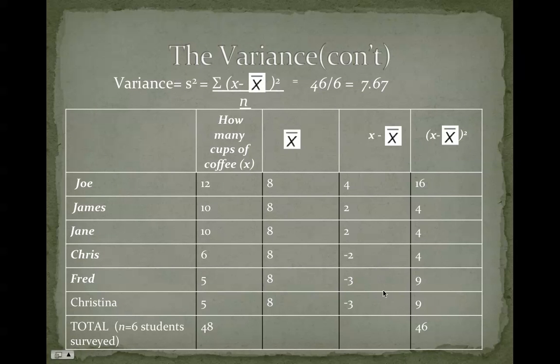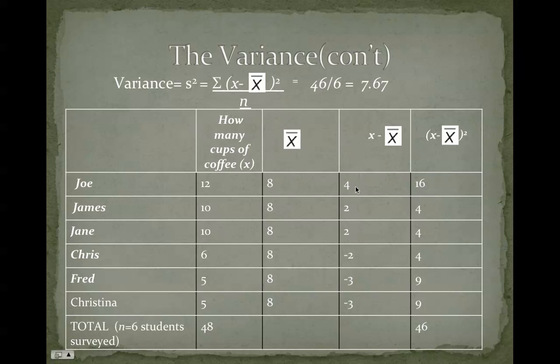Looking at this table, which looks very familiar to you now, we have x, which is the number of cups of coffee. We have x bar, which again is the mean for x, in this case 8. We have x minus x bar, which is simply 12 minus 8, 10 minus 8, 10 minus 8, and so on, all the way down. That's exactly how it was set up for the mean deviation, so nothing is new in those three columns. The only new thing is this last column, where we take x minus x bar, but squared.